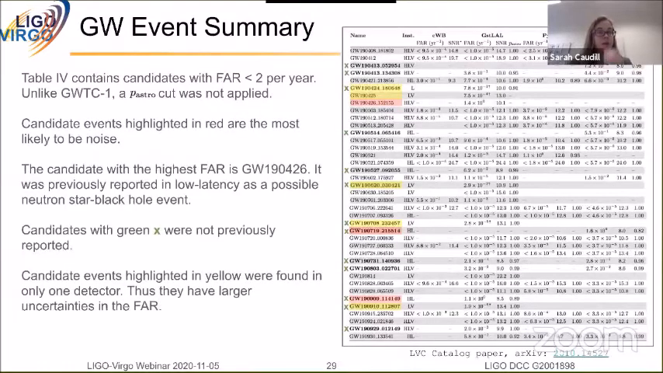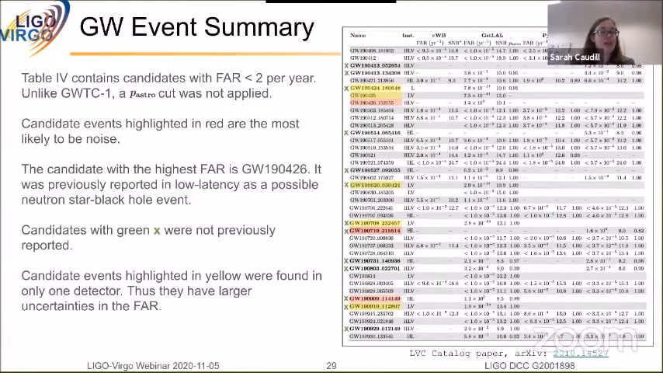This is table 4 from the paper. These are the results from the Coherent Waveburst, GstLAL, and PyCBC offline reanalyses that passed a FAR threshold of 2 per year. And unlike GWTC-1, a p-astro cut was not additionally applied to the candidates here. But you do note that p-astro is greater than 50% for all the candidates in the table. The names that are listed here are basically encoding the UTC date with the time of the event given after the underscore. But you'll notice that there are a couple exceptions: GW190521, 190425, 190412, and 190814, which were previously published with these names, so they don't have the underscore.